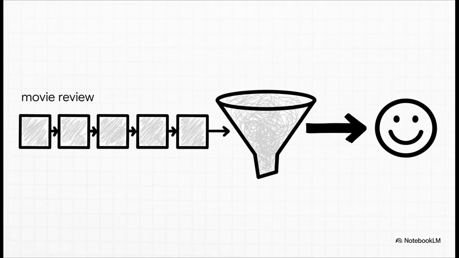And this is absolutely perfect for something like sentiment analysis. The model reads an entire movie review or a whole tweet. It processes the full context from beginning to end, and only then does it make a judgment. Thumbs up or thumbs down, positive or negative. It's all about summarizing a whole sequence down to one single classification.